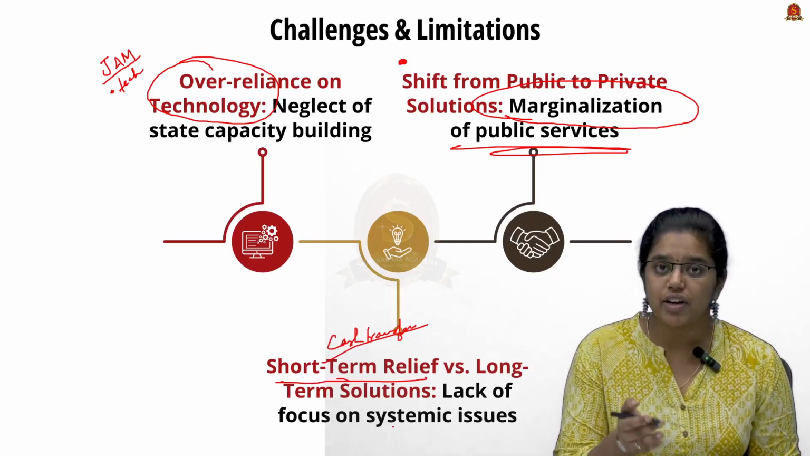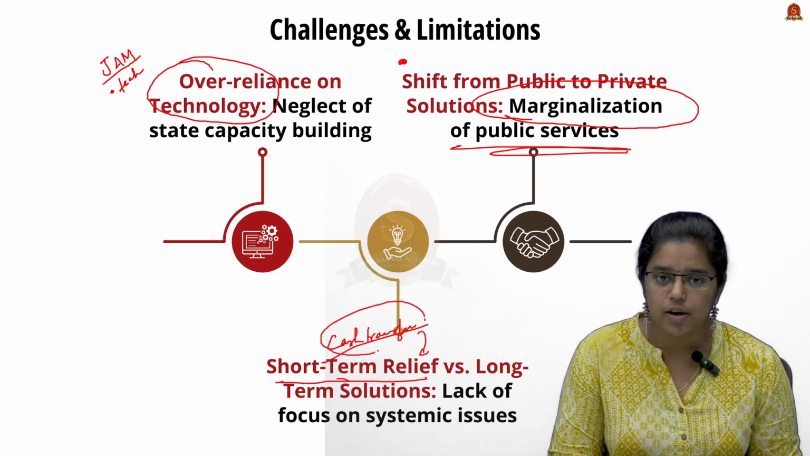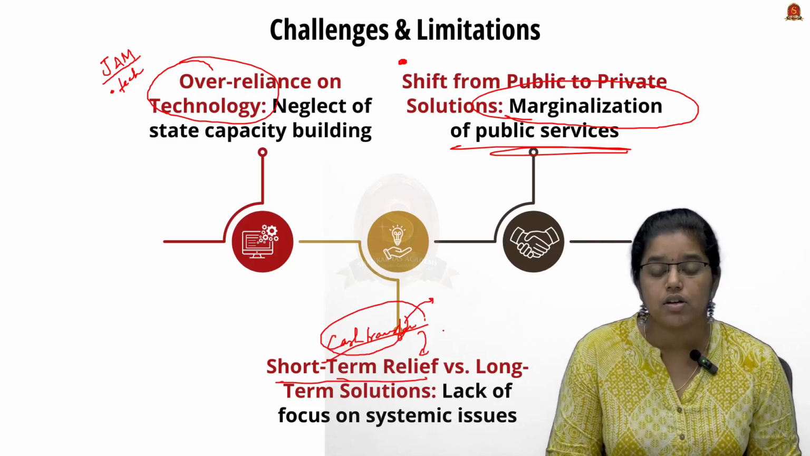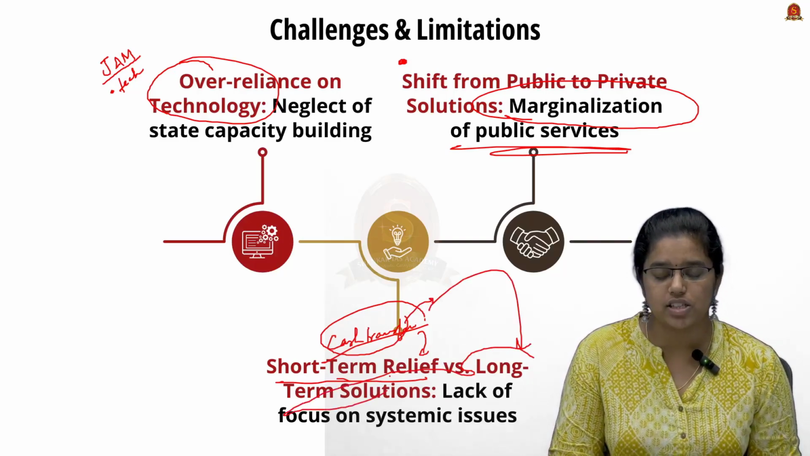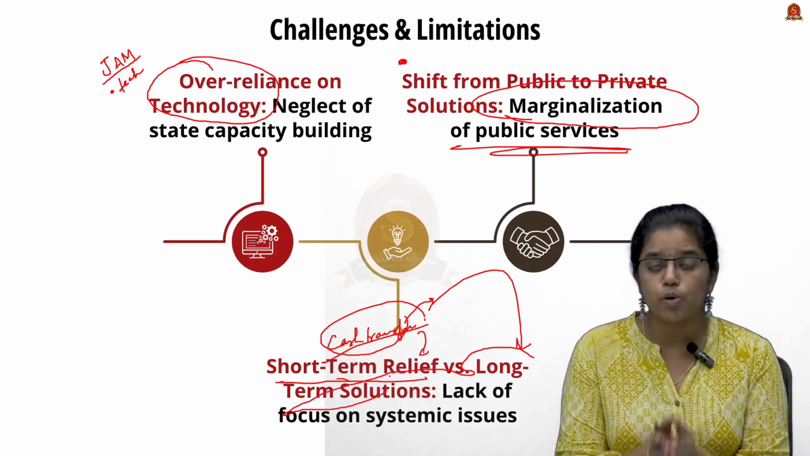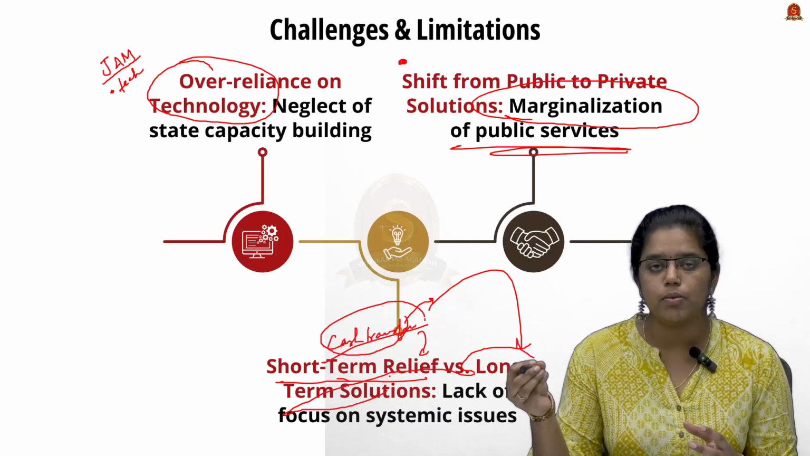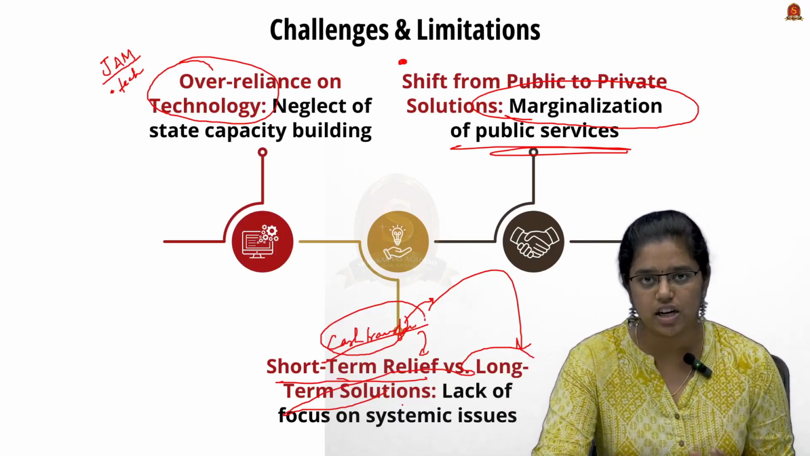People are preferring this kind of short term relief because these cash transfer schemes provide immediate relief, rather than supporting long term solutions such as better infrastructure projects which can give them better and long term welfare. So these are the challenges because of the cash transfer schemes.